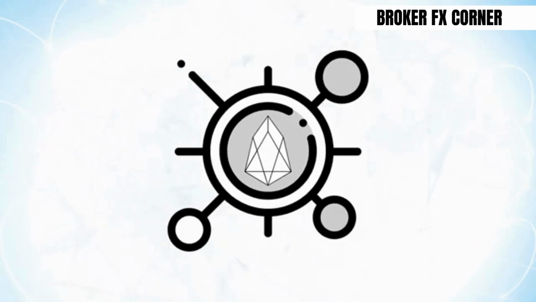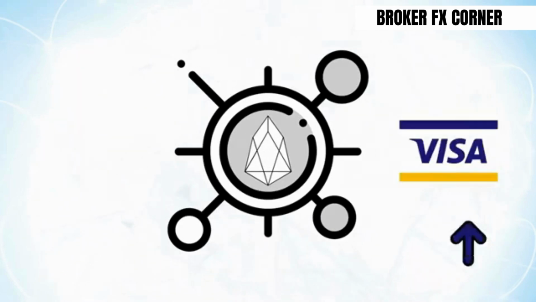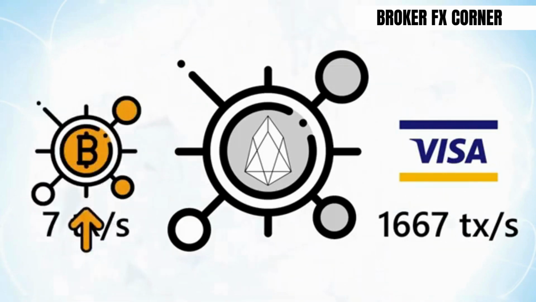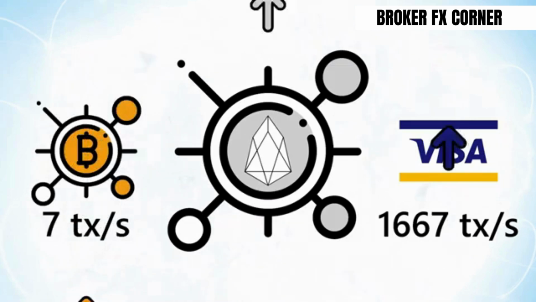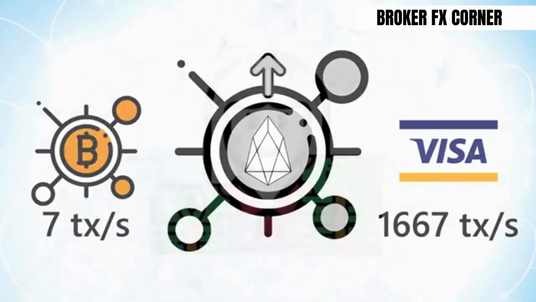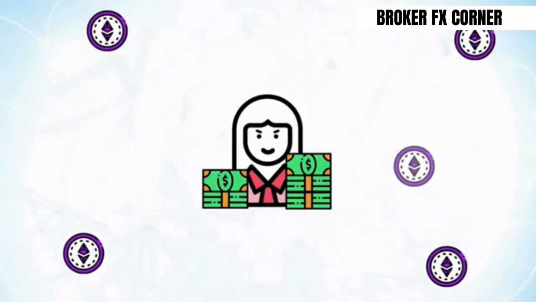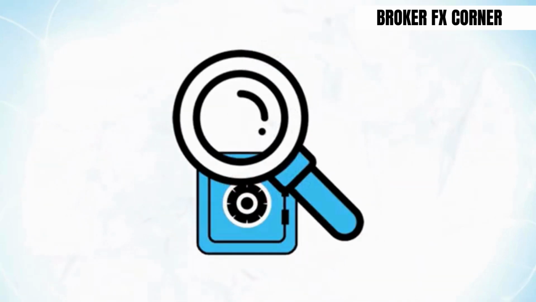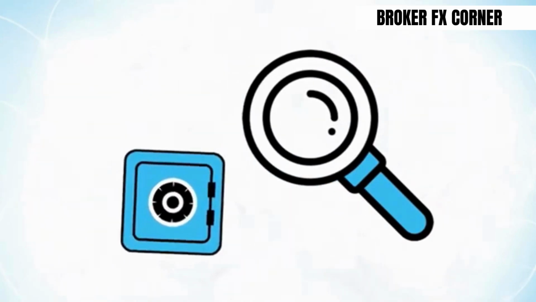In comparison to traditional payment channels, Visa manages 1,667 transactions per second, while Bitcoin manages about 7 transactions per second. The reason for this is that public blockchains like Bitcoin currently require total consensus across nodes. EOS's solution to this is called Delegated Proof of Stake, or DPoS. To understand the following, you should probably have a good grasp on regular proof of stake. Check out our video at this annotation if you need a refresher.